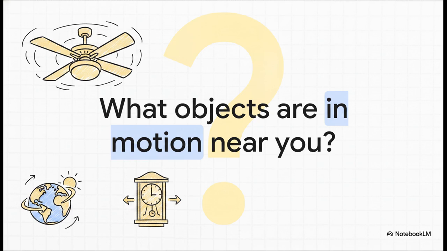Now, before we wrap up this explainer, I want to leave you with a bit of a challenge. Look around your room right now. Seriously, look around. What objects are in motion depending on your reference point? Is your ceiling fan up there demonstrating circular motion? Maybe you have a clock pendulum oscillating. Or hey, are you actually moving right now relative to the sun? Think about it. Start applying these physics concepts to your own world and just keep questioning how everything around you measures up.